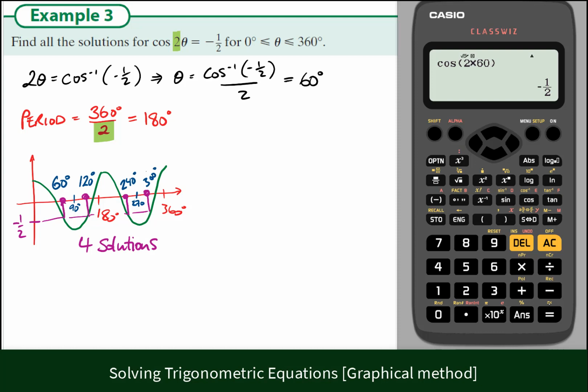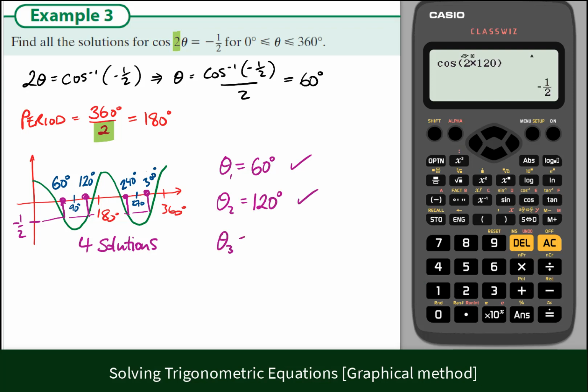Now we could check these in the calculator. Cos 2 times 60 is negative a half. We sort of knew that one worked already because we'd used a calculator to get it. If we try 120 also, so cos 2 times 120, does that give us negative a half? It does, so that's correct. We try 240 and we try 300 in the same way. And here we can be sure that our 4 answers are correct. We know that that's as many answers as we have, because if we keep going, the next solution would be outside the range 360. So there's the 4 solutions.